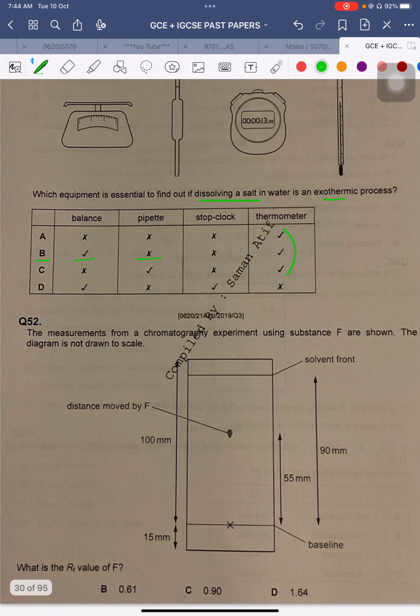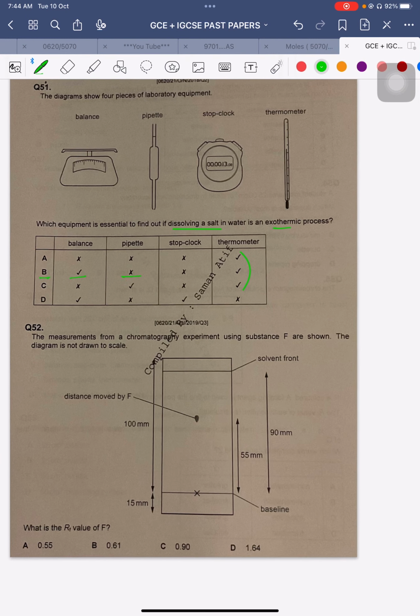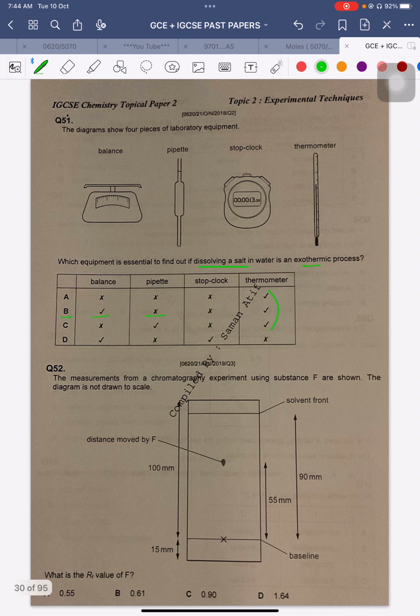Now we are on question number 52. We can see the measurements from a chromatography experiment using substance F are shown. The diagram is not drawn to scale. Done. It is in millimeters, so we have to take the ruler with the centimeter. What is the RF value of F?